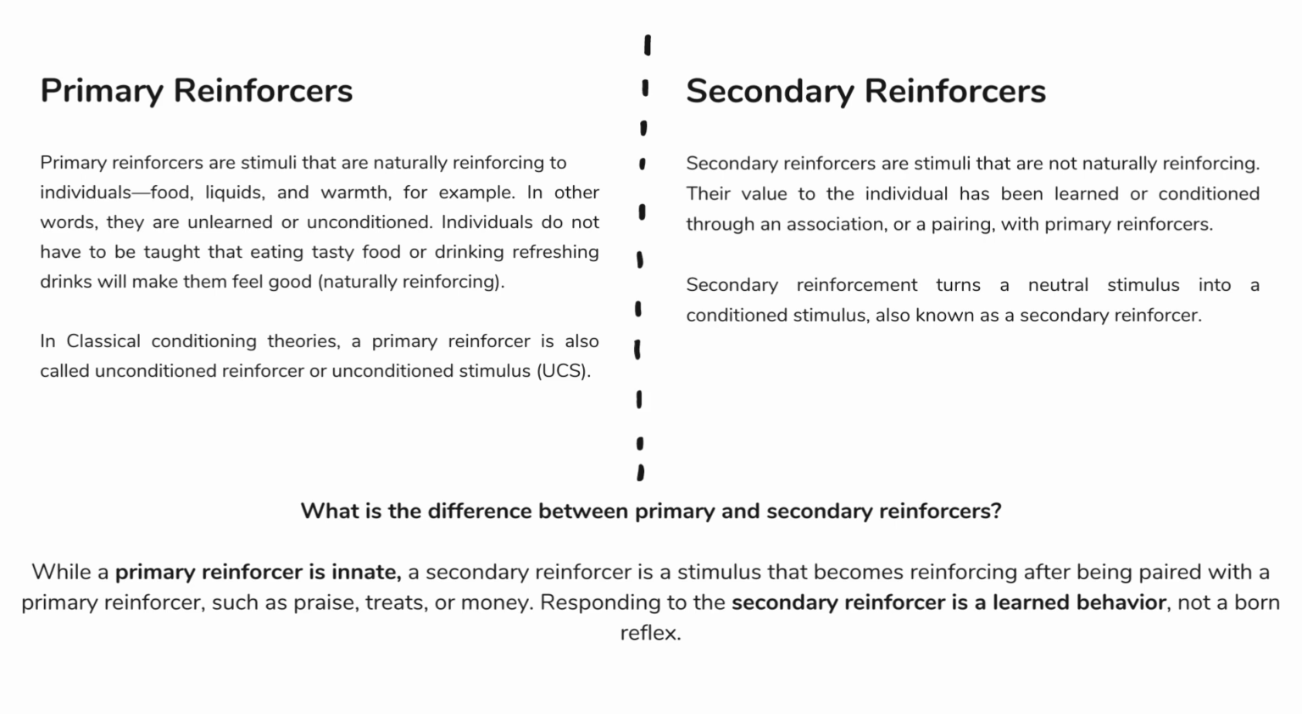So, what is the difference between primary and secondary reinforcers? While a primary reinforcer is innate, a secondary reinforcer is a stimulus that becomes reinforcing after being paired with a primary reinforcer, such as praise, treats, or money. Responding to the secondary reinforcer is a learned behavior, not a born reflex.